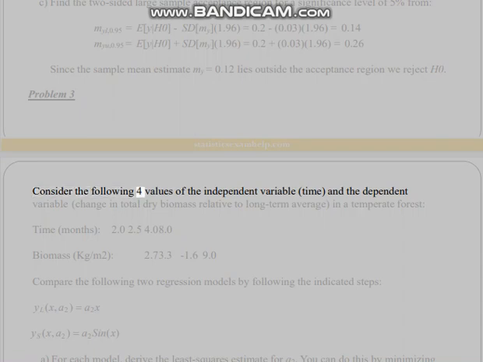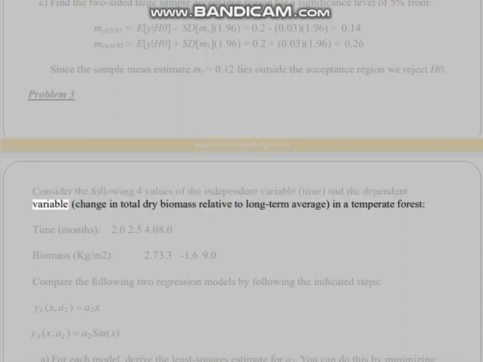Problem 3. Consider the following four values of the independent variable, time, and the dependent variable, change in total dry biomass relative to long-term average, in a temperate forest. Time, months: 2.0, 2.5, 4.0, 8.0. Biomass, kg/m^2: 2.7, 3.3, -1.6, 9.0.